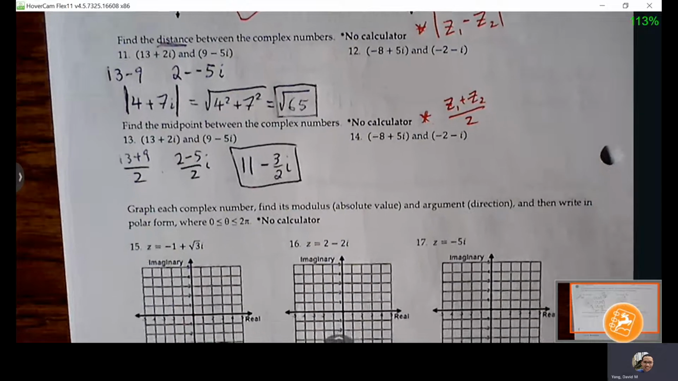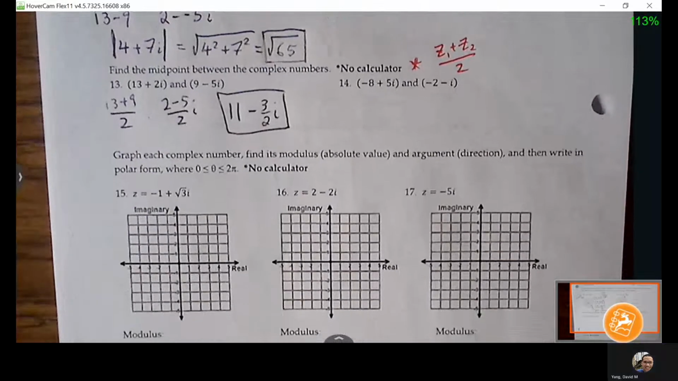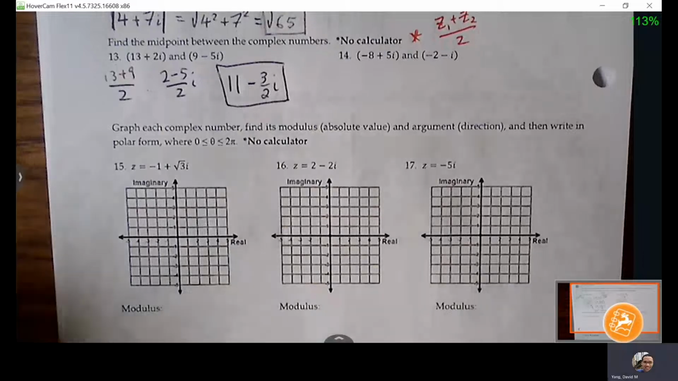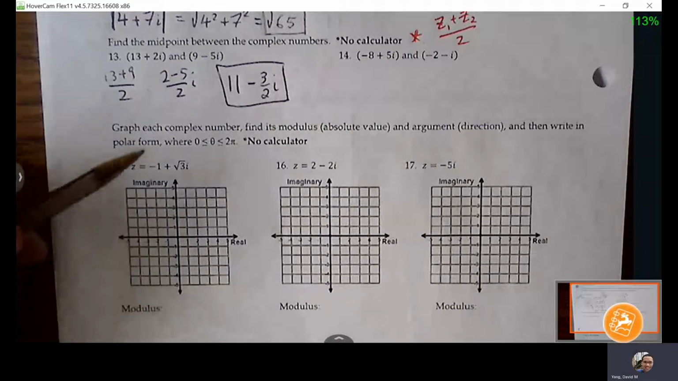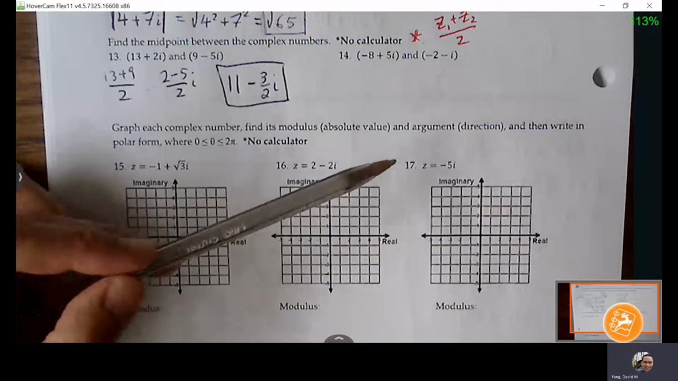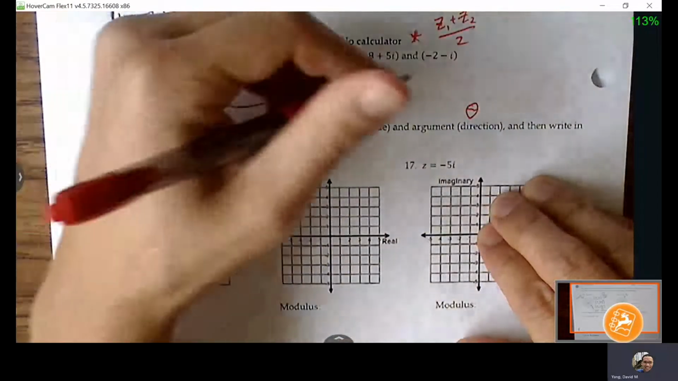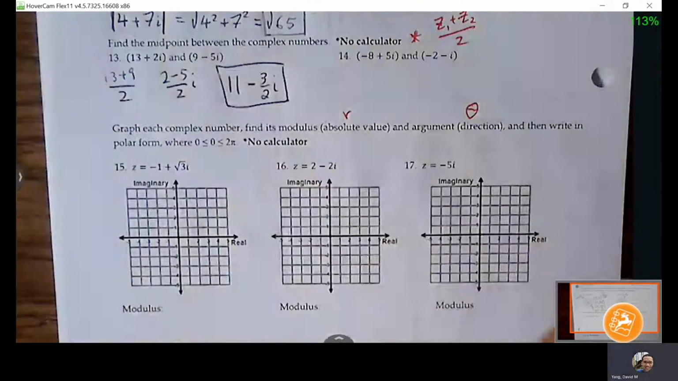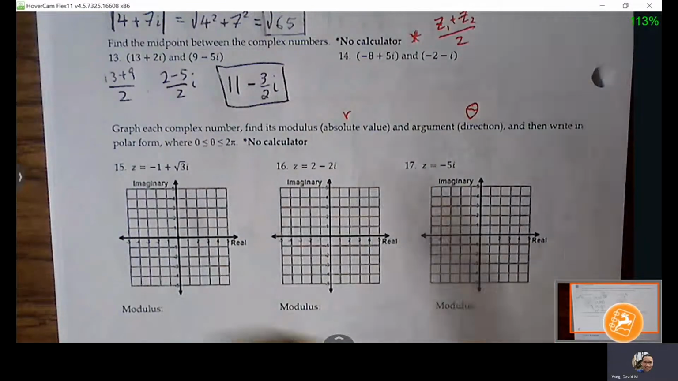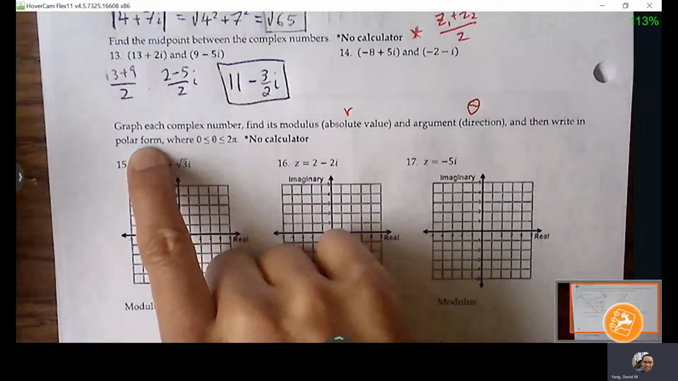Okay, let's go to 15. Graph each complex number, find the modulus, the absolute value, and the argument, which is the direction, which is theta. And then write in polar form, which is r cis theta.